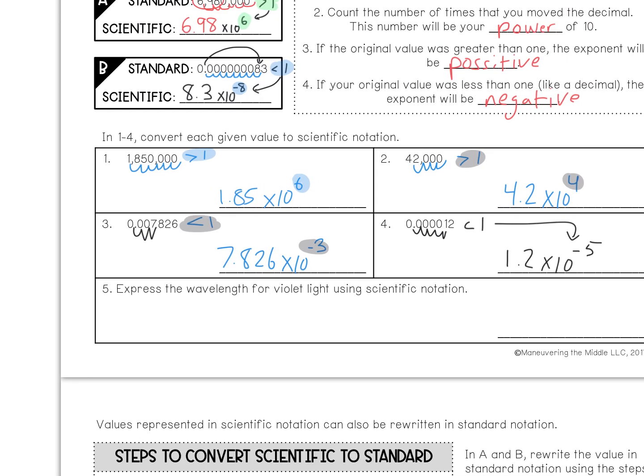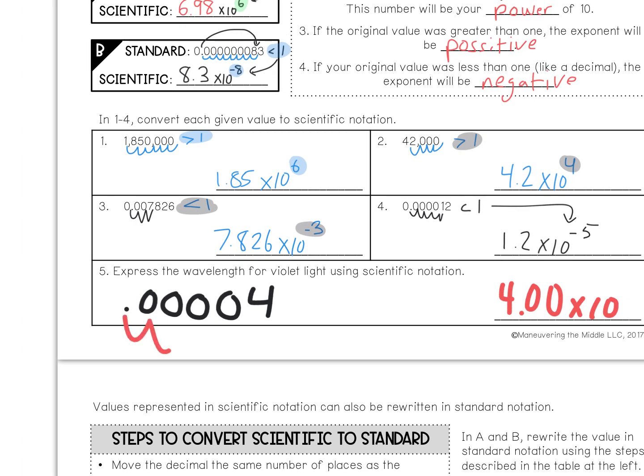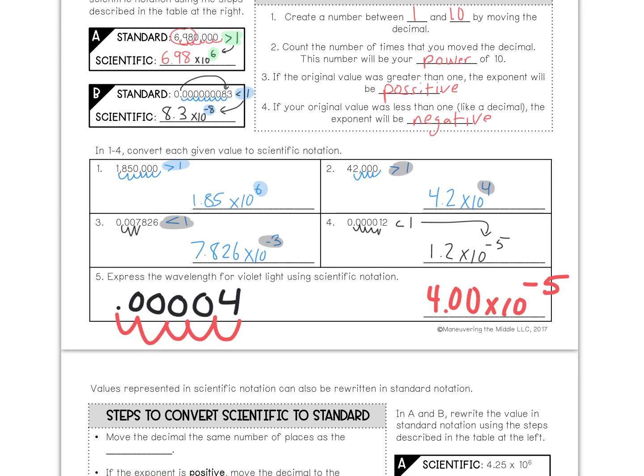Okay, now the wavelength up there was 0.00004, and so we want to move that over. We have to move it past the 4, so 4.00 times 10, and let's count them, 1, 2, 3, 4, 5. Have to move it 5 times in the negative direction. Okay, any questions about those 5 so far? No? Okay.